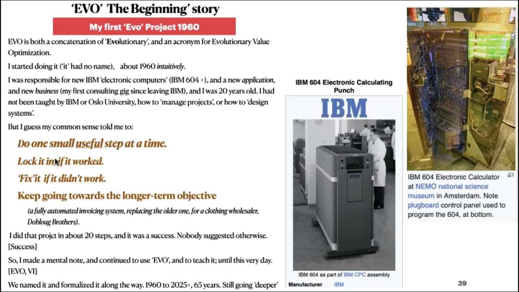And I said, why don't I just do one step at a time? And if it works, go for it and accumulate. If it didn't, fix it and then keep on moving towards the longer term objective, the whole system. I did it and it worked, and nobody ever told me it wasn't a success. And I kept on doing it for the rest of my life until this very day.